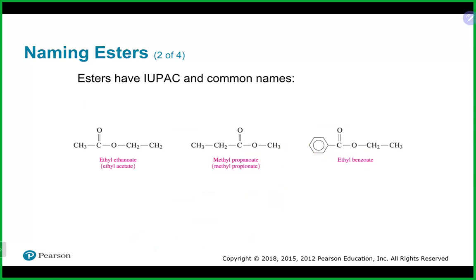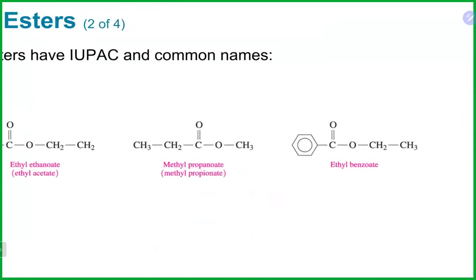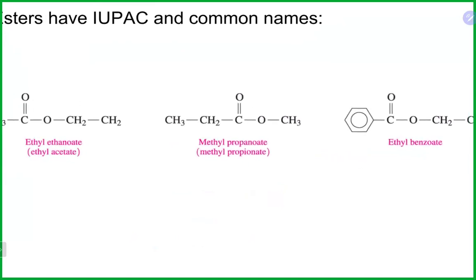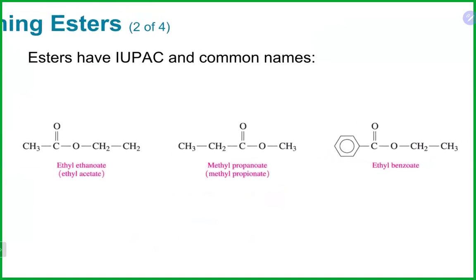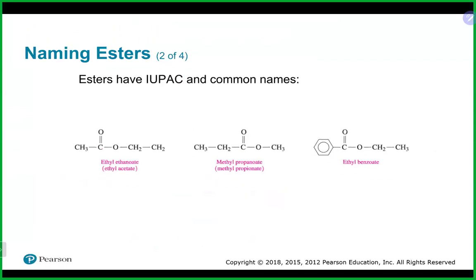Right. Esters do have common names. We're not going to use too much of the common names. For example, ethyl ethanoate is ethyl acetate. Methyl propanoate is methyl propanoate, which sounds very similar. This is ethyl benzoate. Here again, we have our benzoic acid there.